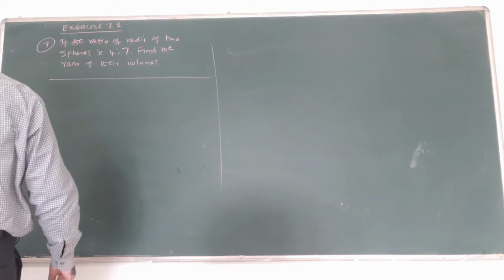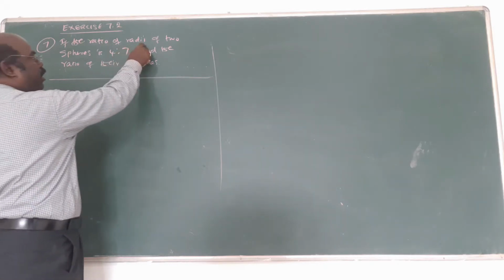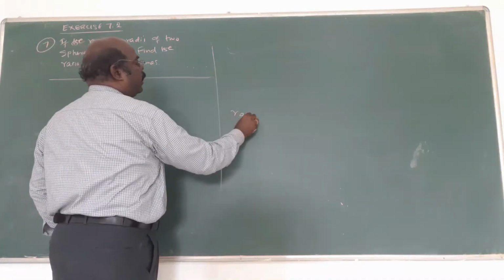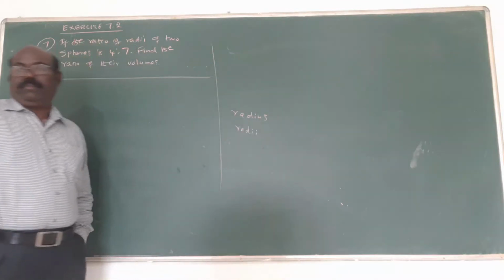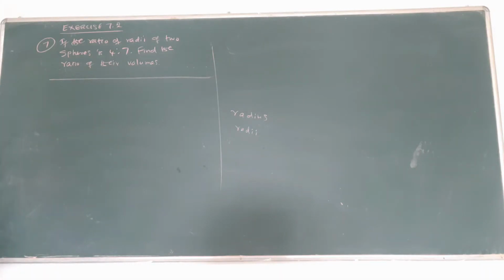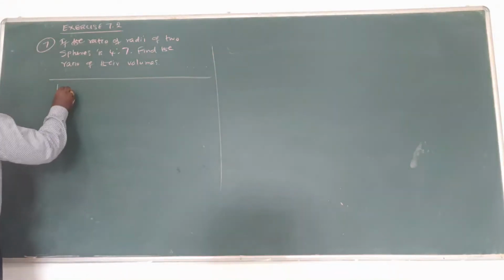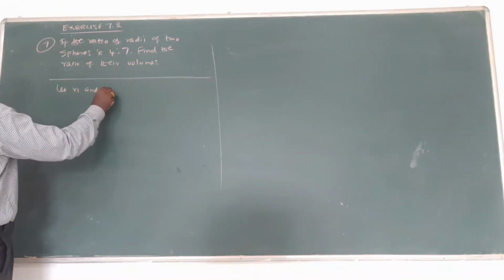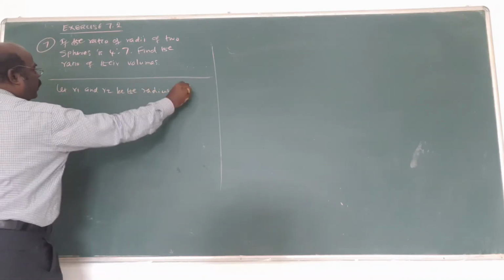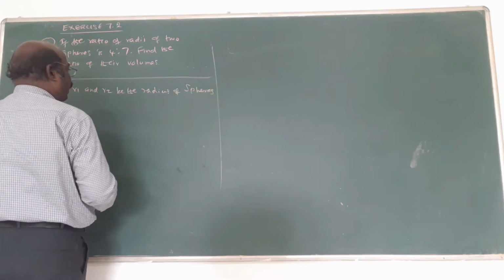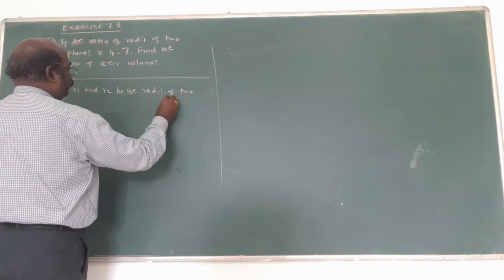Now 7th question. The ratio of radii. Radius means radius, this is called singular. Radii, that's the plural. Therefore, the radii of the two spheres are in the ratio 4:7. Let R1 and R2 be the radius of the spheres. Radii of two spheres. Okay?